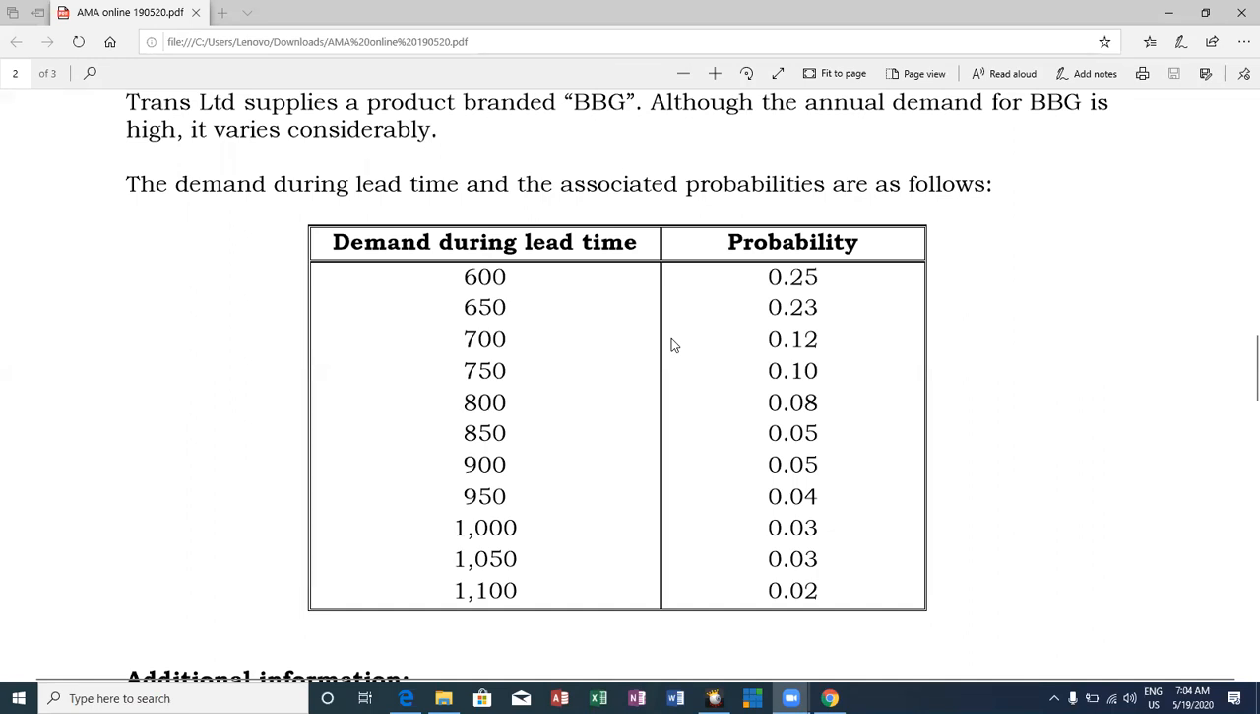We are looking forward. So here, ladies and gentlemen, the probability of running out of stock is the same as the probability of 1100 units, which is the same as what here, 0.02, like that.